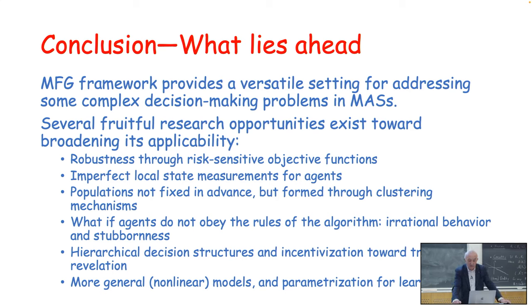And one important thing is the populations could change over time. They are not fixed in advance, but they are formed through clustering mechanisms. How can one modify these algorithms? And another question, which arises in many contexts as well, not only in this context: what if the agents do not obey the rules of the algorithm that we assume they do? What about irrational behavior or stubbornness? How can that be detected, and what to do about it? And hierarchical decision structures is another one, where one can incentivize agents toward truthful revelation or toward rational behavior.